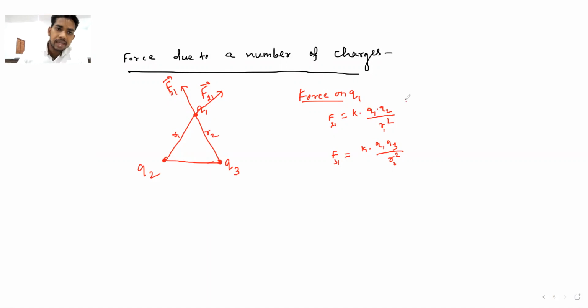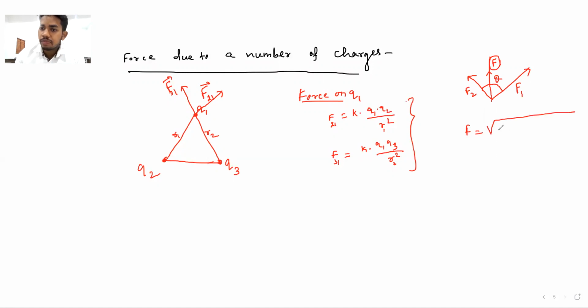So now how to find the net force at Q1? Two forces are there. In this case, how to find the net force? This is the direction of net force, and we have to know this angle. This force is F1, this force is F2. Net force can be found by root over F1 square plus F2 square plus 2 F1 F2 cos theta.